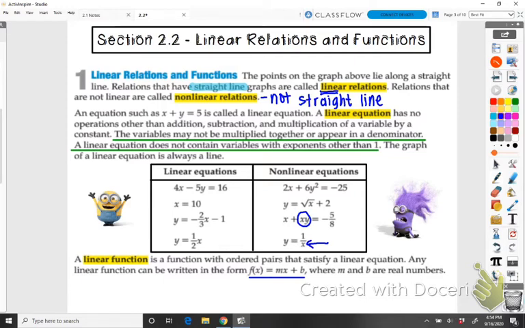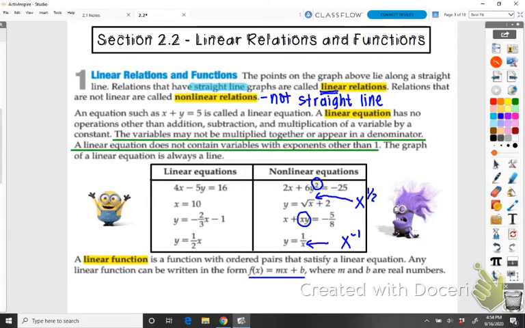So you can see y squared on this one, and x to the 1/2, or the square root of x is actually x to the 1/2 power. And if I rewrite this one, it's like x to the negative 1/2. So it can't have any other exponents other than 1. So you can see on the linear equation side, you have 4x minus 5y equals 16, x equals 10, and so forth. You're allowed to have a fraction as the constant, but your variable can't be the denominator.